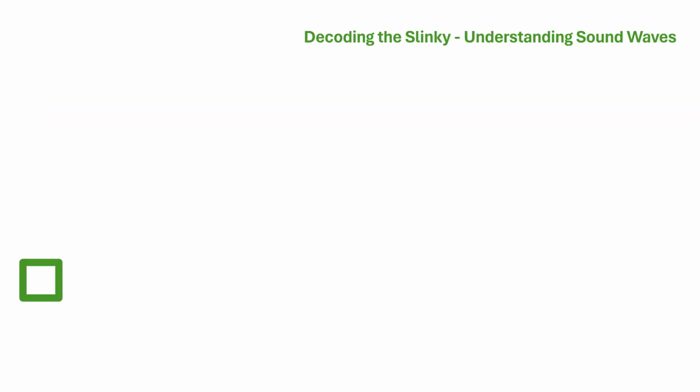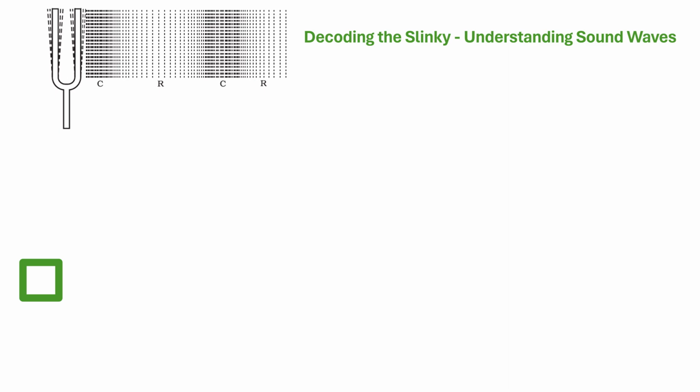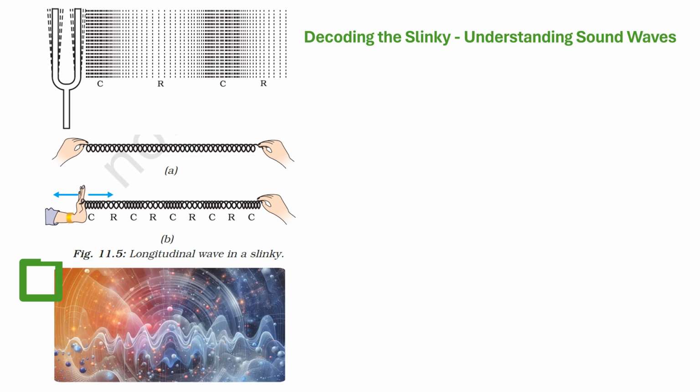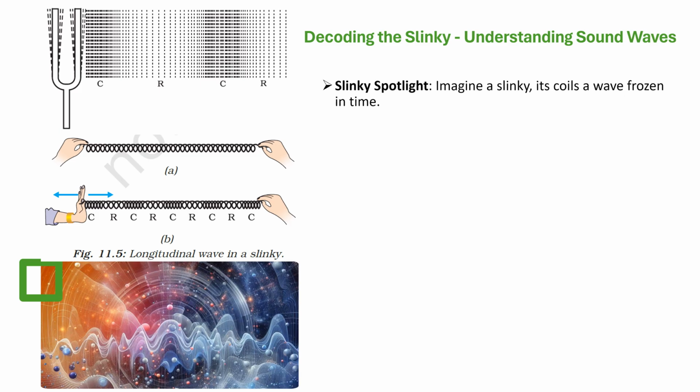Now let's go further and decode the slinky and understand the sound waves. Again, we already took the prong and created vibrations, right? And those vibrations created the sound, and that sound is created by the disturbance in the air molecules in the air. Now let's go with the slinky way. So, imagine a slinky. It coils a wave frozen in time. Remember, it's a wave frozen in time. Think this way.